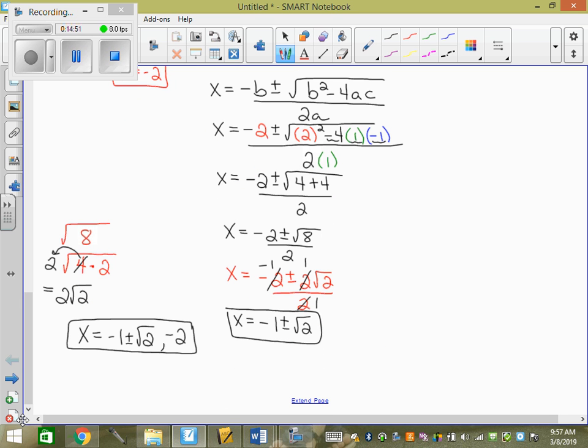What is your variable equal? Whenever it says solve in any math class you were ever in, if it says solve, it wants to know, hey, here's a variable, tell me what it equals. That's what solve means. Okay?